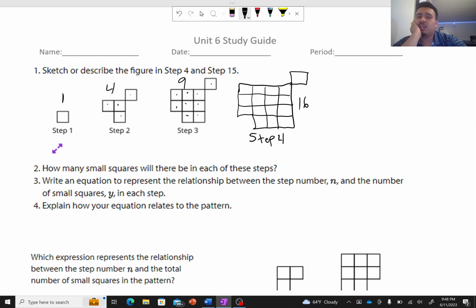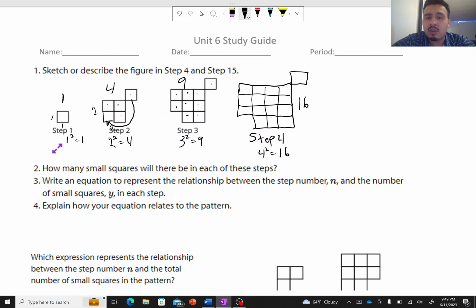Okay, so I think the relationship that I'm seeing so far is 1 by 1. So it's going to be 1 squared is equal to 1. Right here, I'm seeing 4, but technically, I can bring this square over to here and I can complete the square. So if I were to bring that square over, I would technically have 2 squares here and 2 squares there. Now I would have 2 squared, which is equal to 4. So that means step 3 is going to be 3 squared, which is equal to 9. So let's see, step 4. Step 4, if I have 4 squared, that turns out to be 16.